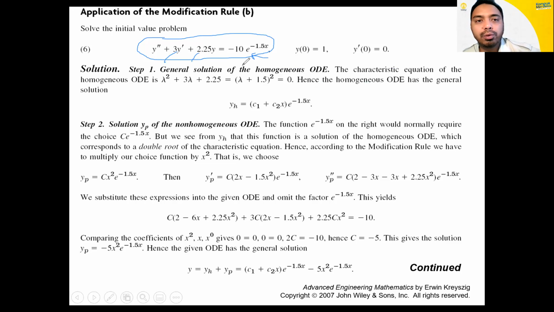So the steps are the same. You find first the homogeneous solution by forming the characteristic equation as lambda squared plus 3 lambda plus 2.25 equal to 0. And I think this is also useful when you're going to deal with higher order, like third derivative, fourth derivative, and so on. As long as they are homogeneous, you will still be able to utilize this form of characteristic equations. We will discuss that later on the higher order.